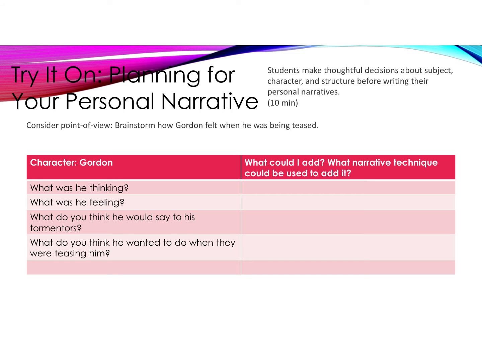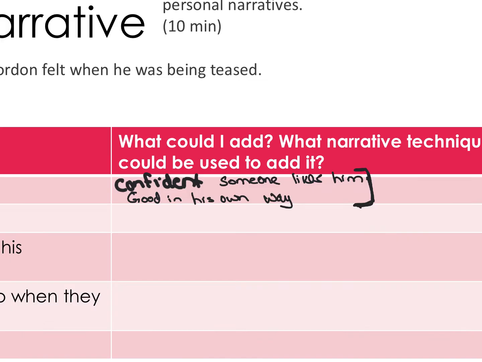So from Gordon's point of view, let's rewrite that. At this time, what is he thinking? Confident that someone likes him, good in his own way. When we're rewriting the story, we want to talk about these things, that he's confident and good. What narrative technique that we've studied can we use? There's dialogue, there's slowing down and speeding up, focus, vivid words, sensory details. Which one do you think would be the best technique to add this information into your story? You're going to want to explain using sensory words here. That's really the best technique. I don't know that dialogue would be effective for this one, because you're really showing that he's confident and good.